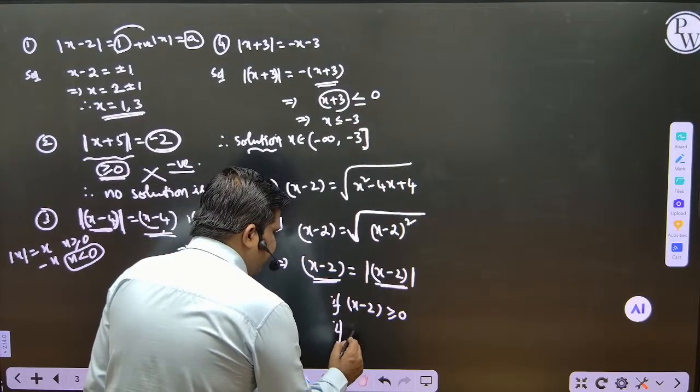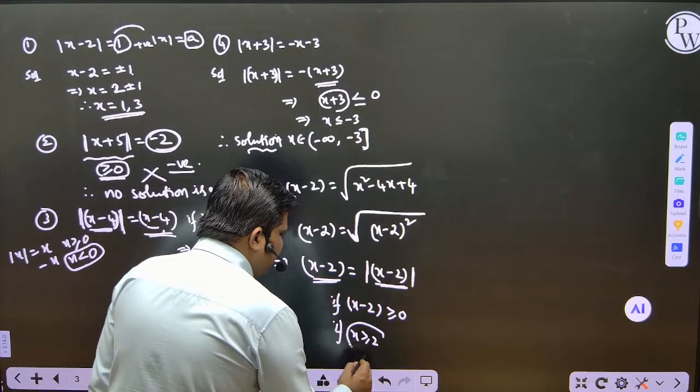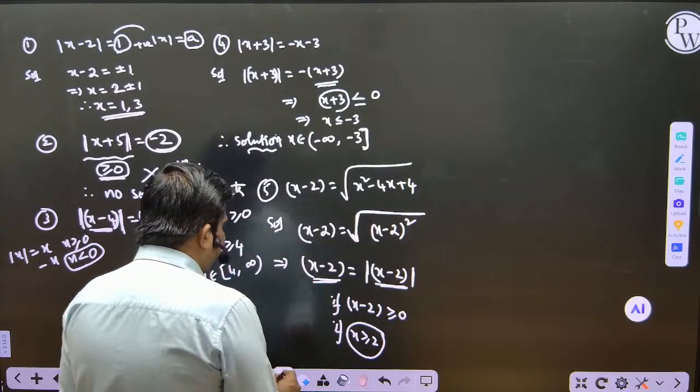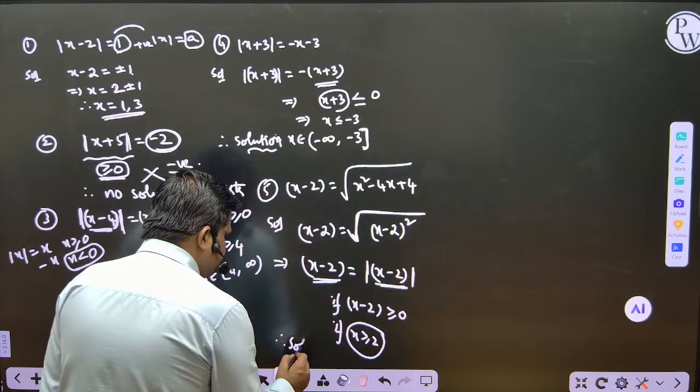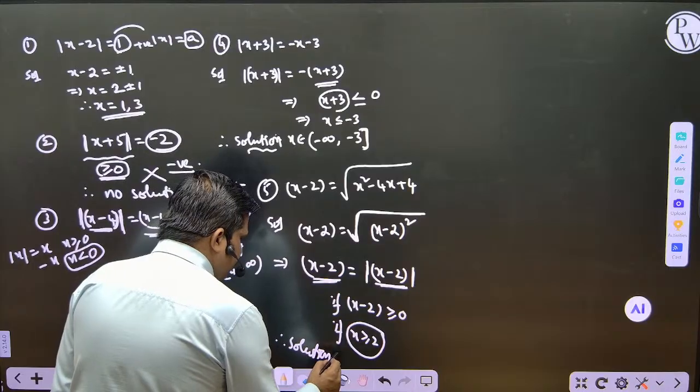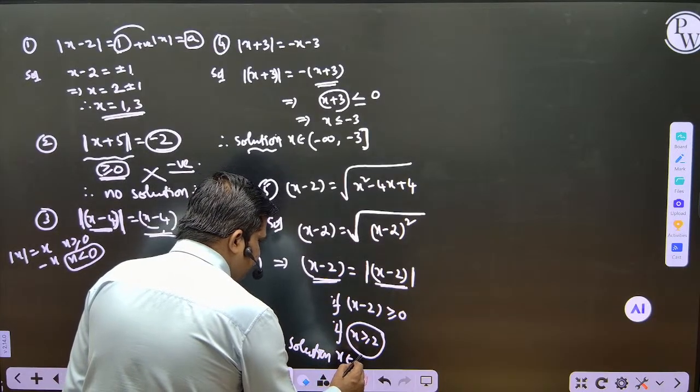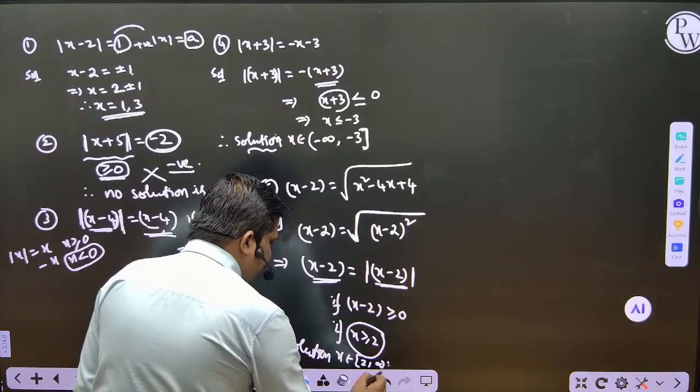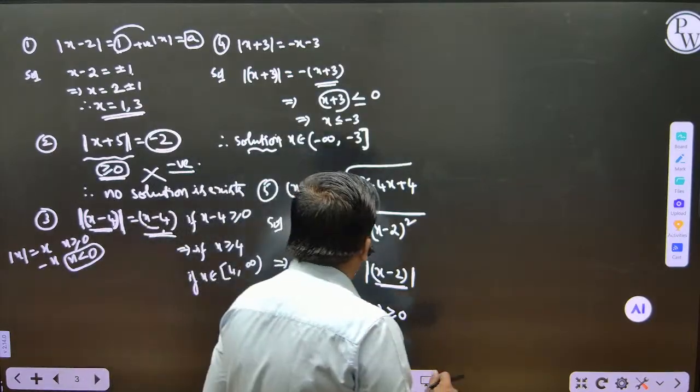That implies x is greater than or equal to 2. So therefore the solution is x belongs to 2 to infinity.